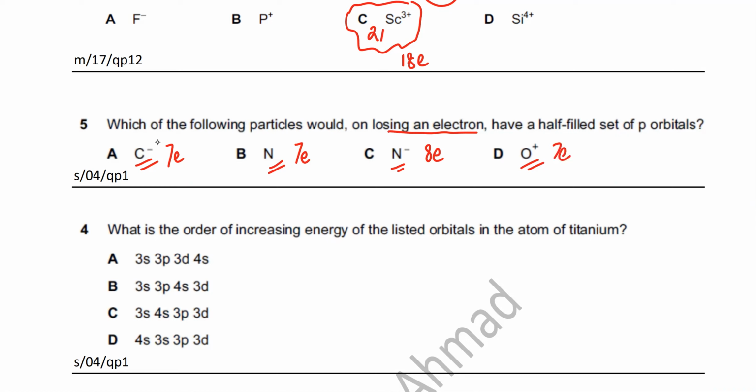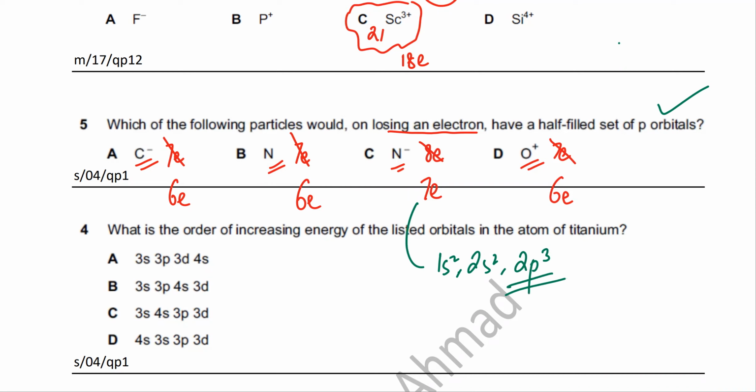So these are the actual number of electrons of the particles I mentioned. Now they're supposed to lose electrons. So this one would be 6 electrons, this one also 6, and this one also 6. All of them have lost electrons. So who, on losing an electron, has a half-filled set of p orbitals? It's going to be the one with 7, because 7 electrons is 1s2, 2s2, 2p3. So your p orbitals are half-filled: 2px, 2py, and 2pz are all partially filled.